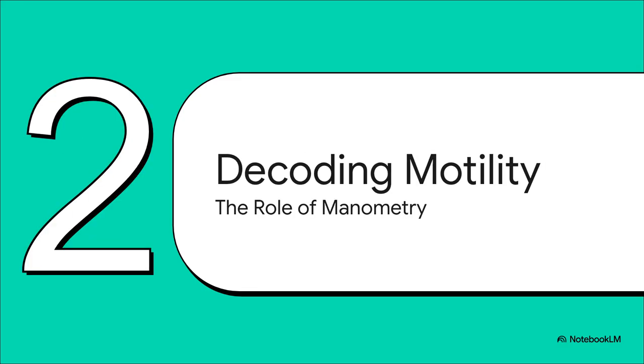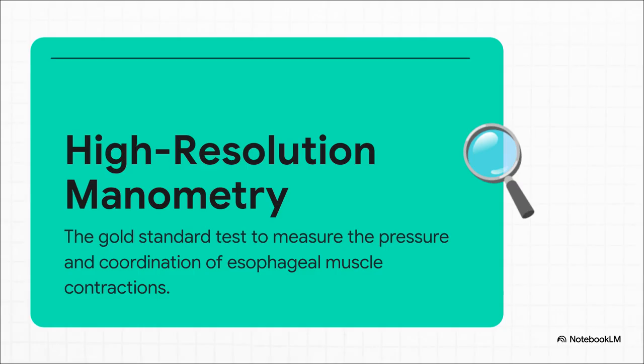Okay, so how do we actually figure this out? How do you go from just a suspicion to a real concrete diagnosis? Well, that brings us to our next step: decoding esophageal motility. And the key, the absolute cornerstone, is a test called manometry. The gold standard here is high-resolution manometry. You see, an endoscopy just gives us a look at the anatomy, the physical structure, but manometry shows us the physiology. It lets us measure the pressure and, crucially, the coordination of every single swallow in real time. It's literally how we see the squeeze.